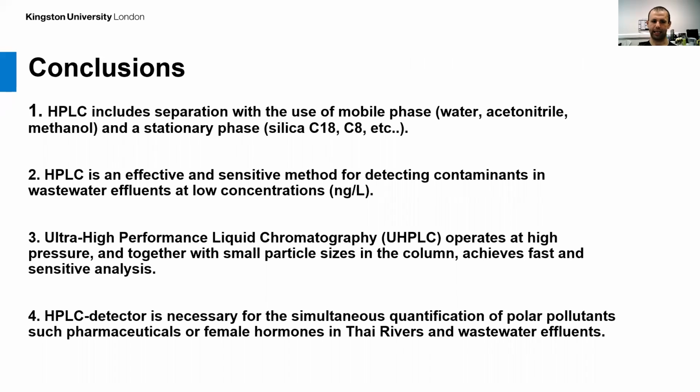Conclusion. HPLC includes separation of components with the use of the mobile phase. The mobile phase could be water, acetonitrile, methanol, and the most used stationary phase is silica C18 or C8 column. HPLC is an effective and sensitive method for detecting pollutants in wastewater effluent, even at low concentration level. Ultra-high performance liquid chromatography operates at high pressure and with a small particle size in the column, which achieves faster and more sensitive analysis compared to HPLC.